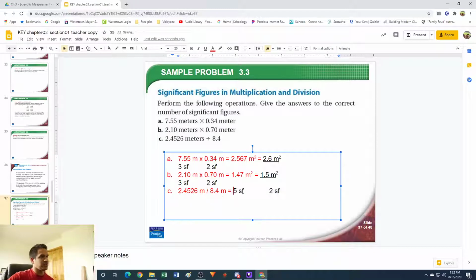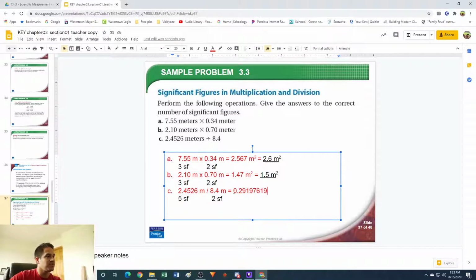So again, if I do this on a calculator, oh, gosh darn it. Didn't mean to do that. Stop. Go back. There we go. Okay, if I do this on a calculator, 2.4526 divided by 8.4 equals, I get a really long number, 0.29197619. Okay? All right. Well, I can't keep all of these digits. I need to round this to 2 significant figures.